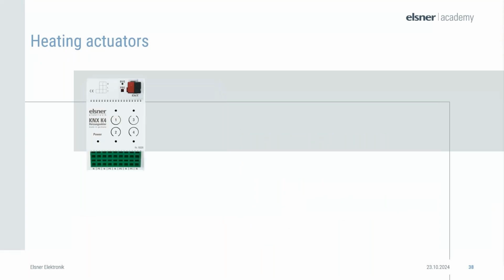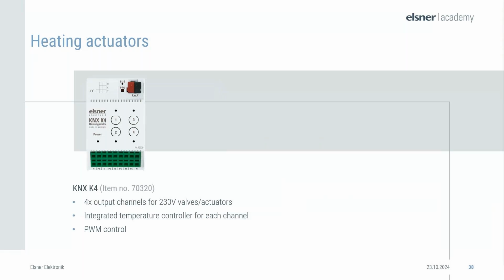So first up, we have the KNX K4. It has the pulse-width modulation control integrated and a maximum continuous load per channel of 8 watts. The inrush current is maximum 1.1 ampere per channel.